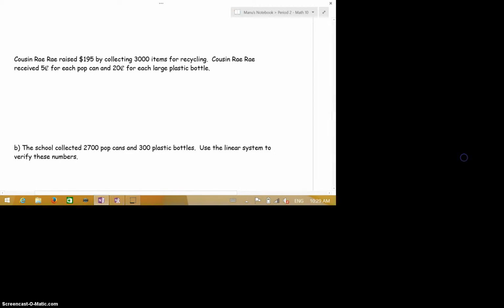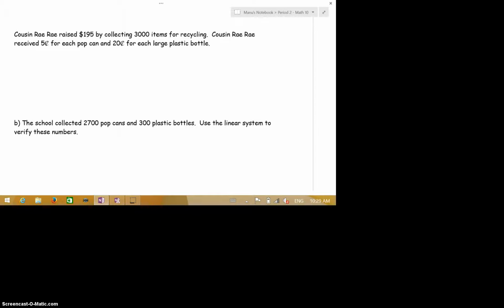So here's another example. Alright, let's have you guys try that first before I go over it. Okay, first things first, we set up our let statement. So I'm going to say let the number of pop cans collected equal C. I'll just pick a variable C for cans.